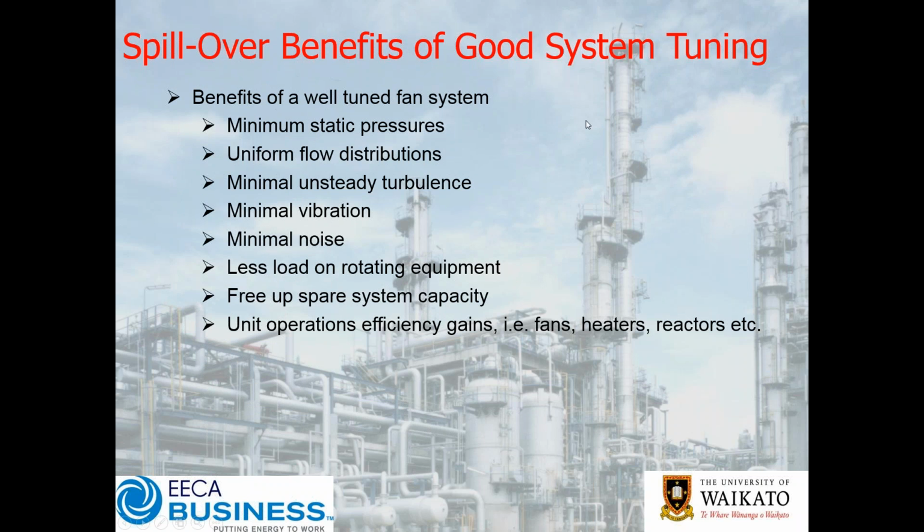And so we're going to show you an example in just a minute, but just to reiterate, as you go through and tune a system, if it's well tuned, you could look to see minimum static pressures, uniform flow distributions. You should have minimal unsteady turbulence in your flows, which will give you minimal vibration, minimal noise, which we talked a little bit about earlier today. You're ultimately going to have less load on rotating equipment, and in most cases that's going to be a good thing. I say most because occasionally with modern systems, actually underloading equipment can be a challenge. So very important that you're mindful of that. Could be a problem. But typically less load on rotating equipment is a good thing.